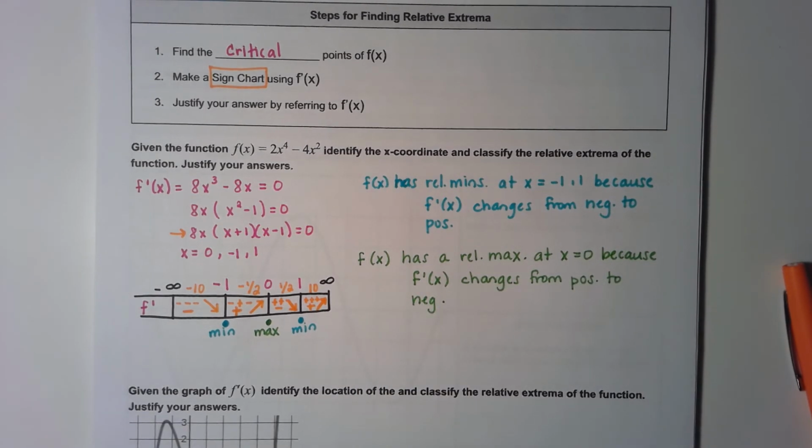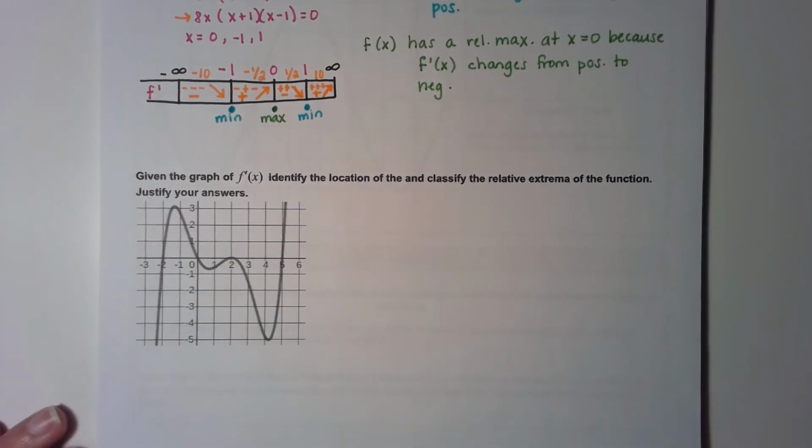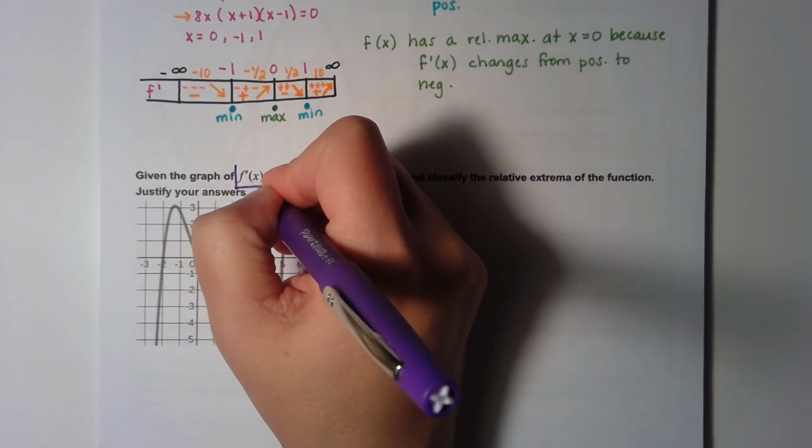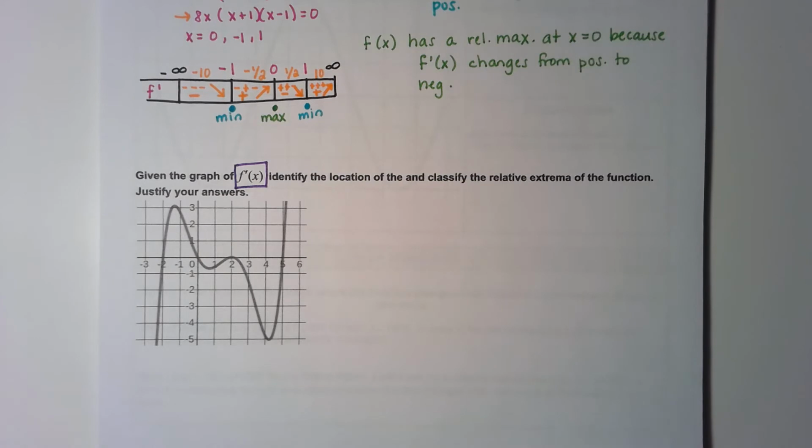So again, we have to justify our answers and explain our answers using what's happening with f prime. Now, just like before when we were talking about increasing, decreasing, and critical points, another common prompt for these types of questions is a situation where we are given the graph of f prime. So it's very important to realize here that we have the graph of the derivative that we're looking at.